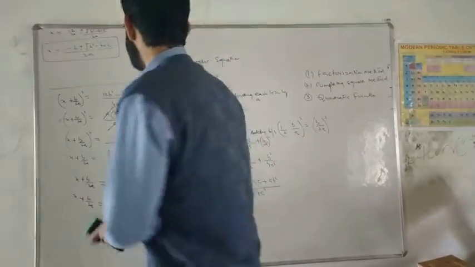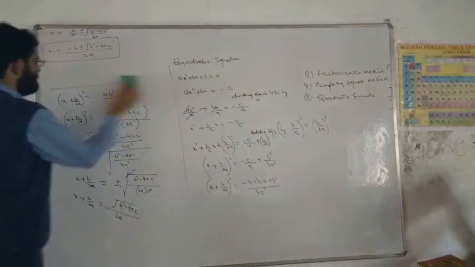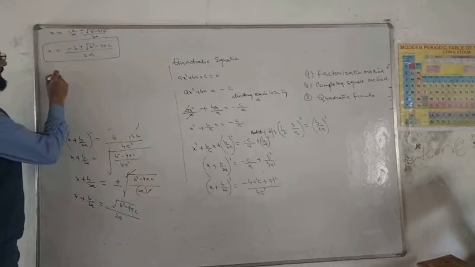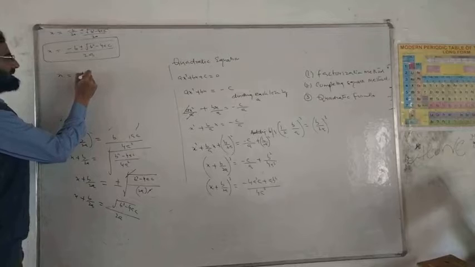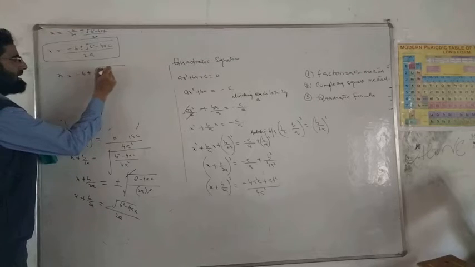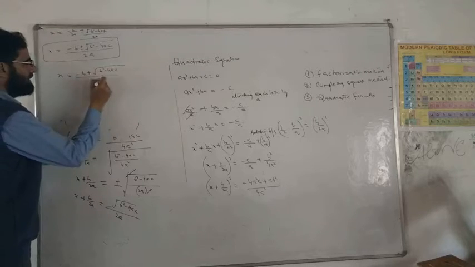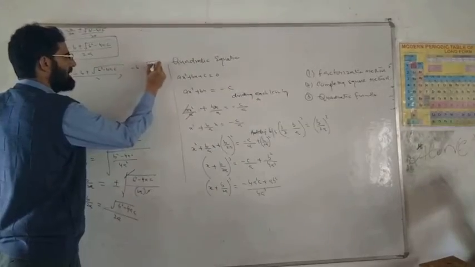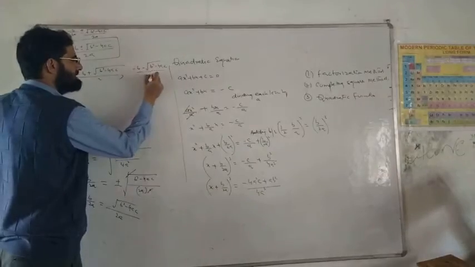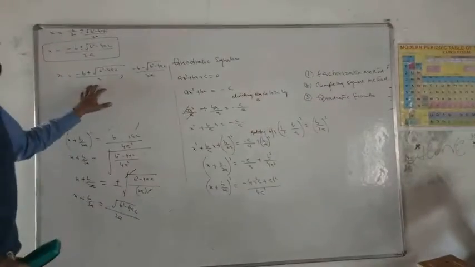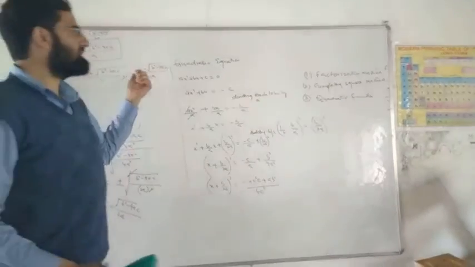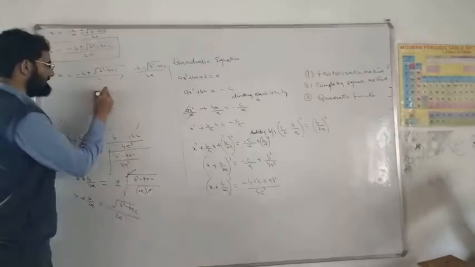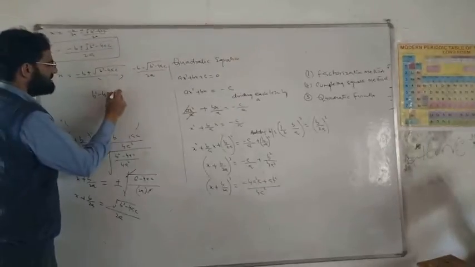So we can also write x is equivalent to minus b plus under root of b square minus 4ac divided by 2a. This is one root. And minus b minus under root of b square minus 4ac divided by 2a, this is another root. So these are the two roots of a quadratic equation simply. And what is this b square minus 4ac? This term is called a discriminant.